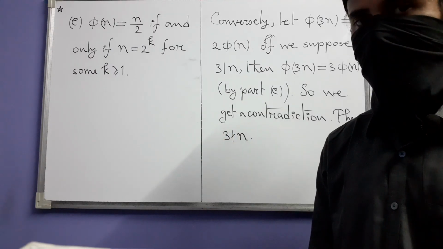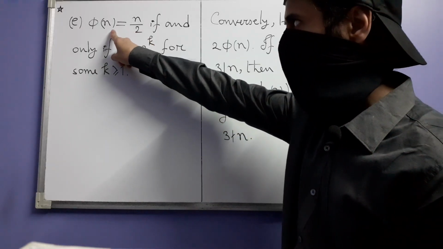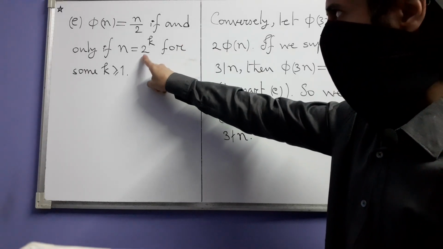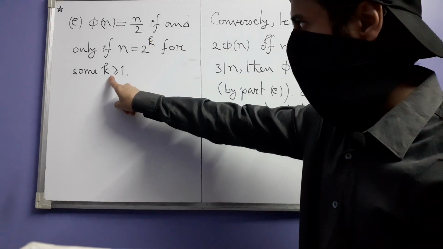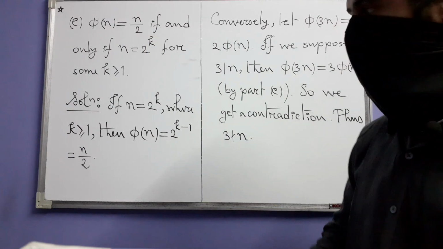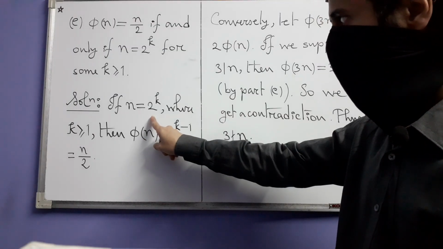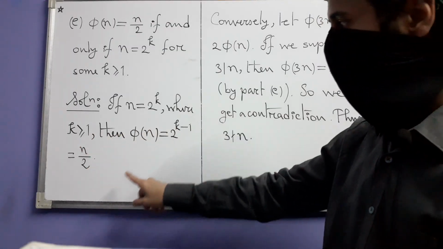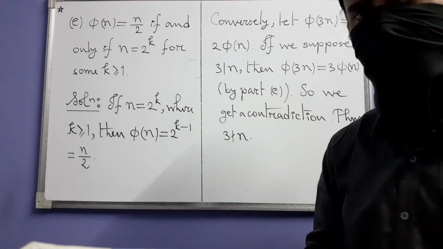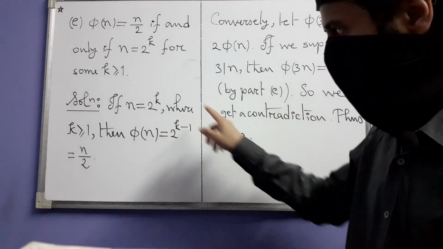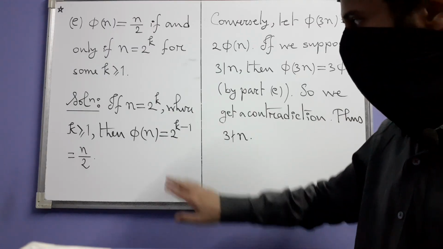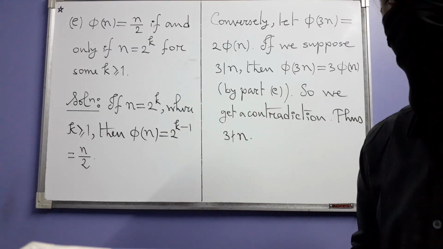And finally we have part E, where we have to prove that phi of n is 1/2 of n, that is n divided by 2, if and only if n is a power of 2, where the exponent is a positive integer. This is 1/2 of the solution, which is pretty easy. If n is equal to 2 to the power k, where k is positive, then phi of n is 2 to the power k minus 1, which really just is n divided by 2. I have not shown this calculation in more detail because by now you know how to calculate these things. So you supply the missing steps here.